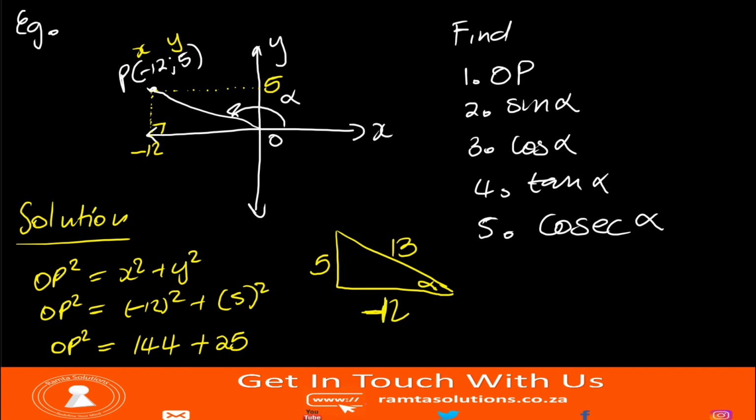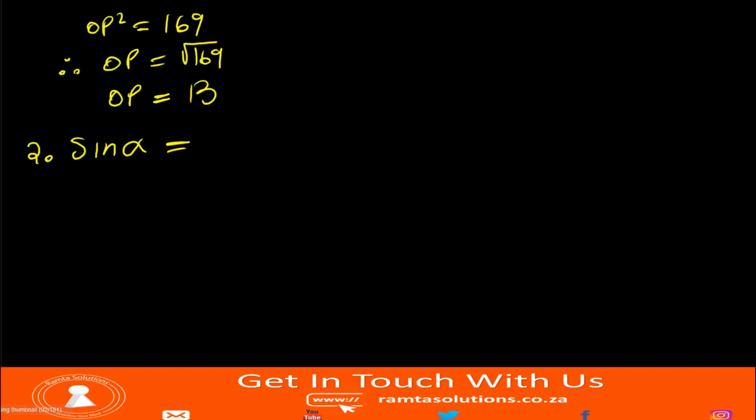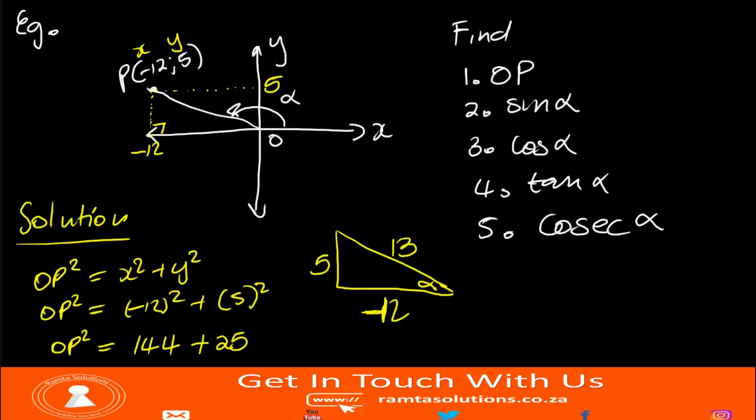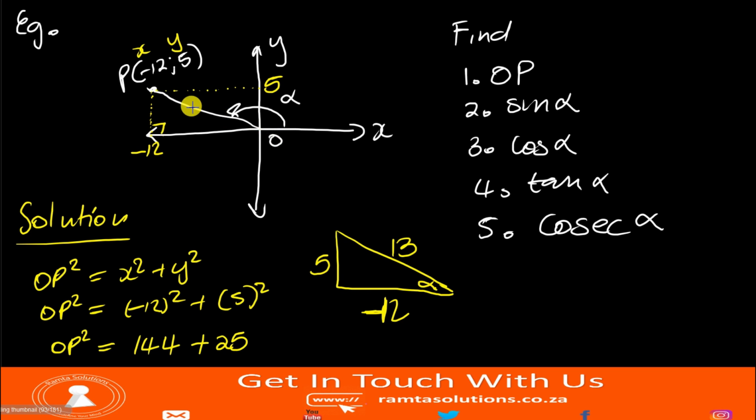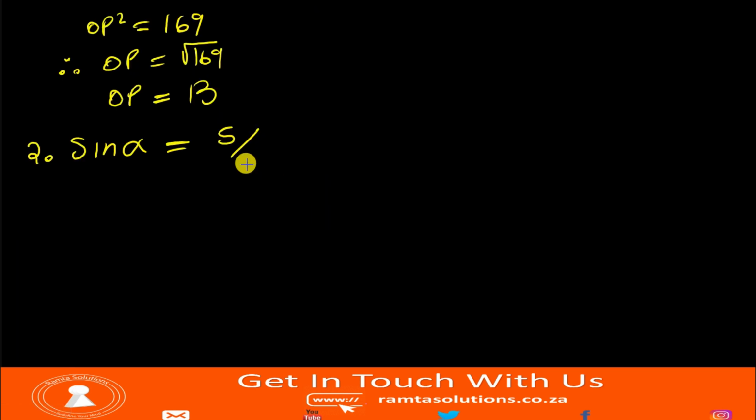So we're looking for sine alpha. What we know, SOHCAHTOA, sine is opposite over hypotenuse. What is the opposite here? It's 5. So it's 5 over, what is the hypotenuse? Here is the hypotenuse, OP. It is 13. So this is your sine alpha. Moving on.